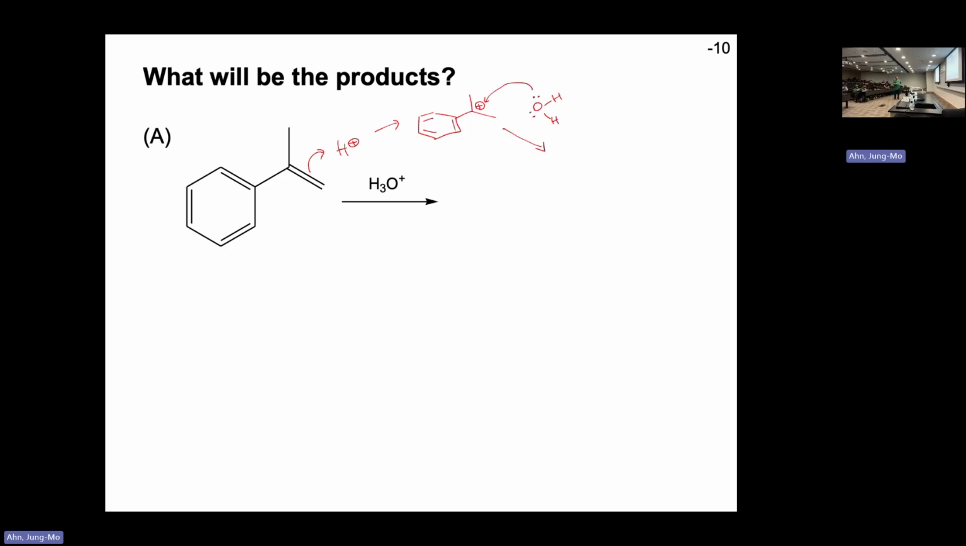And then water captures the carbocation, and then a proton is lost in the end. So you get an alcohol like this. This is a pretty simple reaction, a very simple question. If we were going to ask questions on this subject, we wouldn't ask this question. If you get a question like this, you should feel yourself really lucky. I will ask this question.